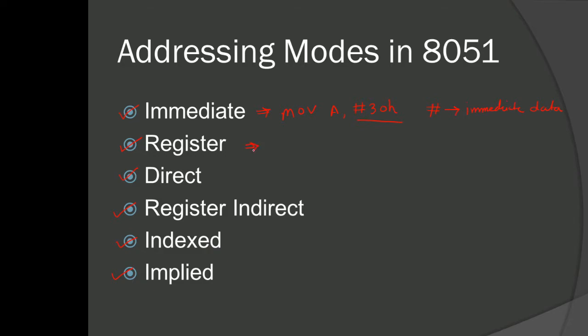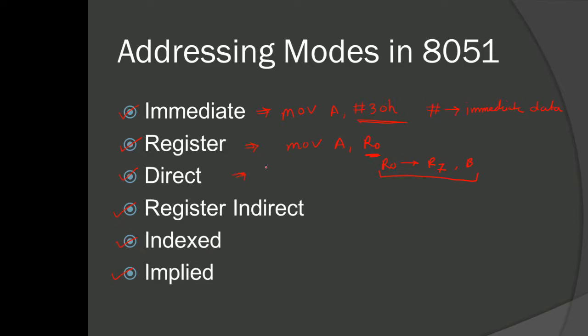Whereas in register addressing mode, for example MOV A, R0, the data is present in one of the registers. For example, we have R0 to R7 registers along with the B register. So data is present in either of these registers and not directly indicated in the instruction itself.